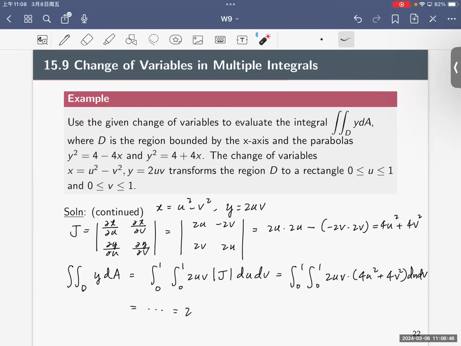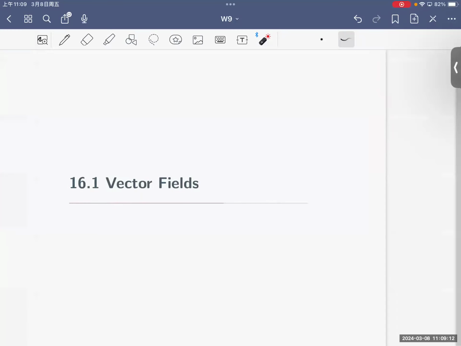When we go from rectangular coordinates to cylindrical coordinates, we will have r dz dr dtheta, and you'll understand why we have that r there. And you now also understand why, when we go from rectangular to spherical coordinates, we have rho squared sine phi d rho d phi d theta.